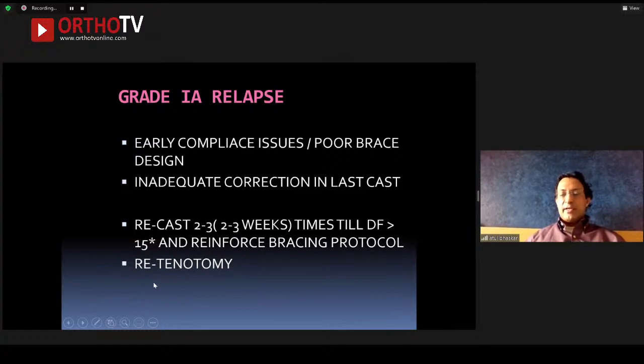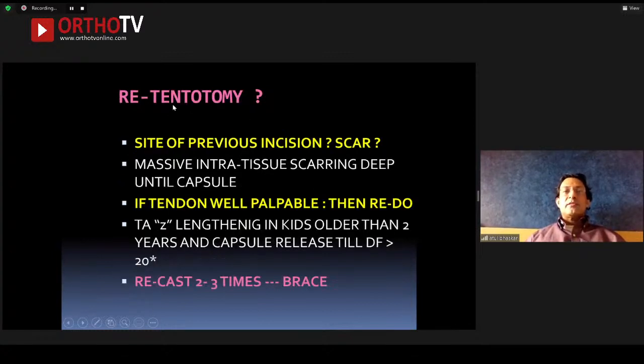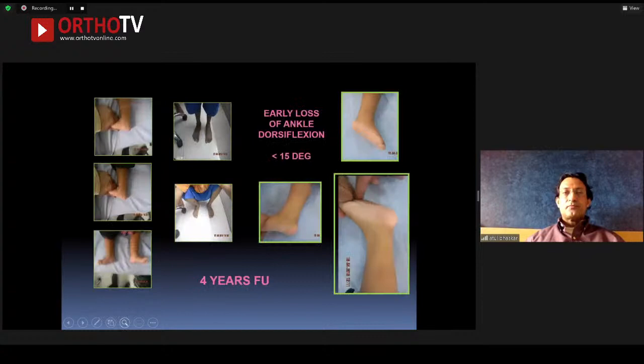Some of them may end up needing a re-tenotomy. This is again a challenging surgery. It is not easy. Believe me, I've seen a lot of scars placed at wrong positions. So one has to take into consideration the previous scar. There is massive scarring sometimes in the deep area. So when you do a re-tenotomy, you may not get that dorsiflexion. So I would not hesitate to open it and do a Z lengthening. Very rarely I would do a capsule release in children who are less than 2 years.